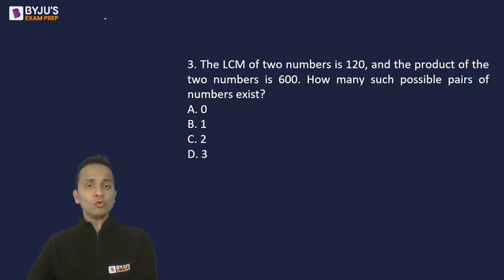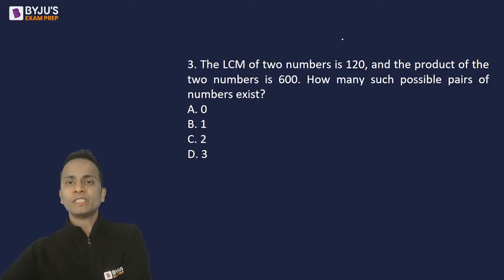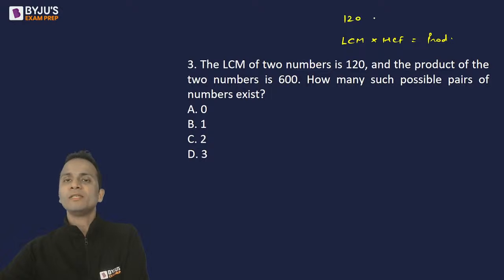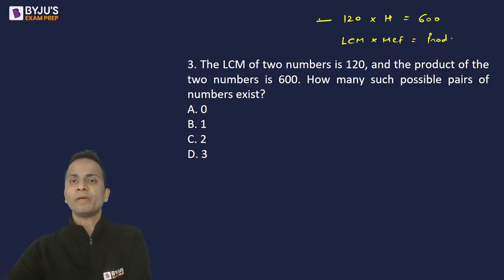Okay, now we are dealing with two numbers. So for two numbers, we can always say that LCM multiplied by HCF is equal to the product of the two numbers. Now here LCM is given as 120. Let's say HCF is H. The product of the two numbers is given as 600. So from here, you can say that HCF of these two numbers is equal to 600 upon 120.